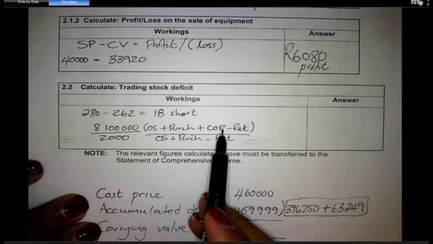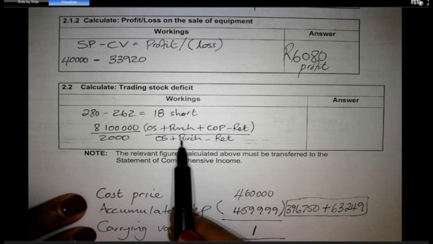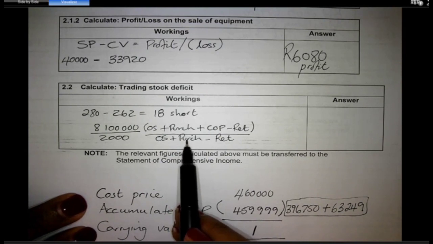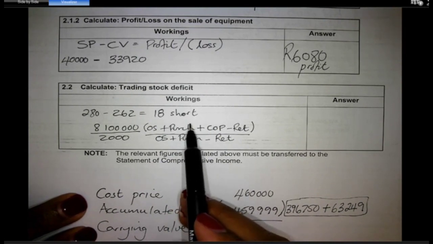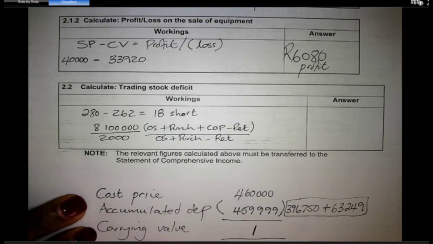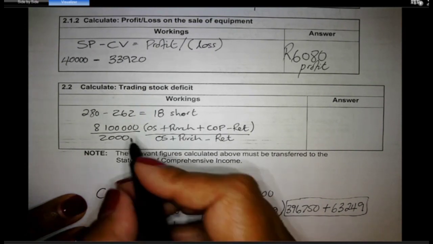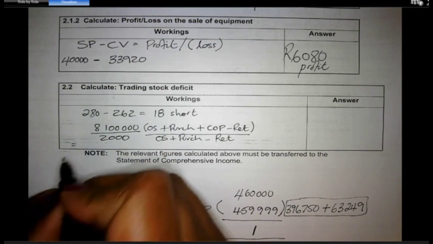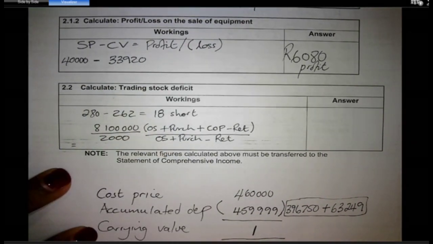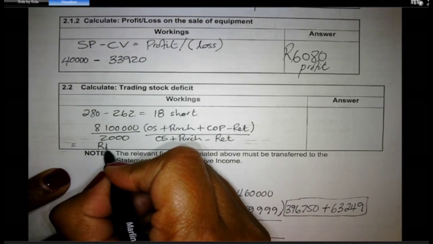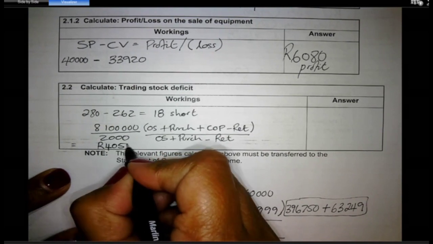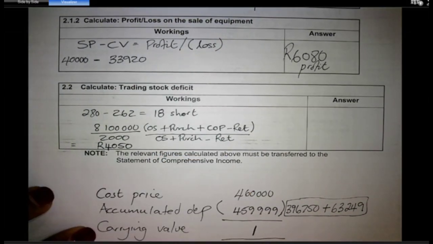Okay, because carriage on purchases is not a physical item. So that's my physical items at the bottom there. That's my rand value at the top there. So that is my formula for weighted average. Now I get the weighted average, and my weighted average per unit is 4,050 rand.